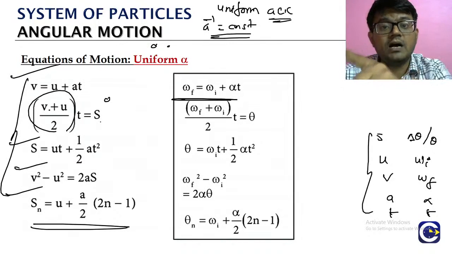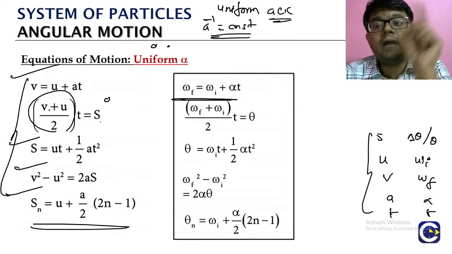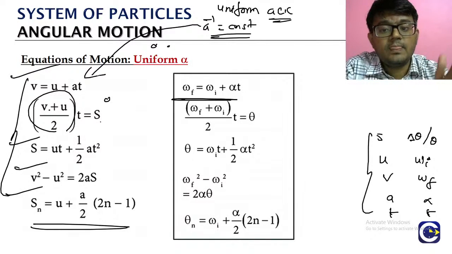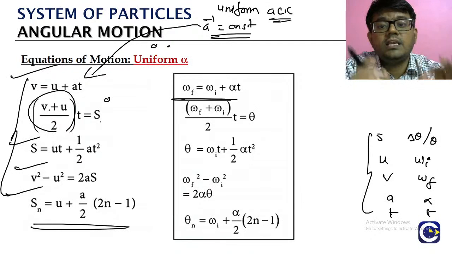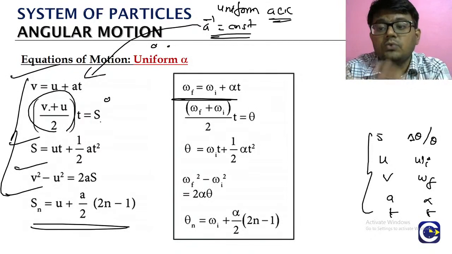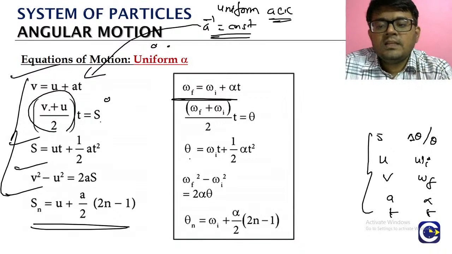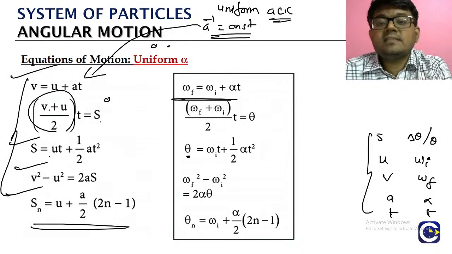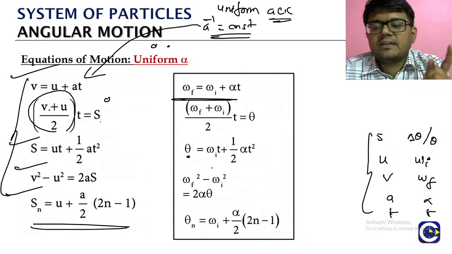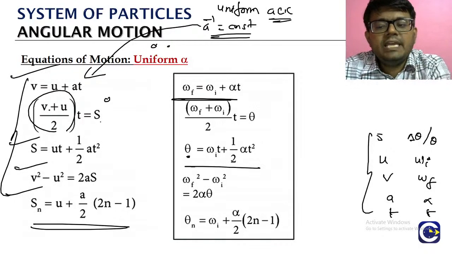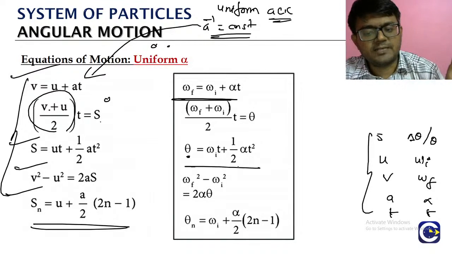Like the way we use the equations of motion only for uniform acceleration, only when the alpha is uniform can we use these equations of motion in angular parameters. Now look, displacement: s is equal to ut plus half at square. As it is, we get theta will be equal to omega I into t plus half alpha t square.